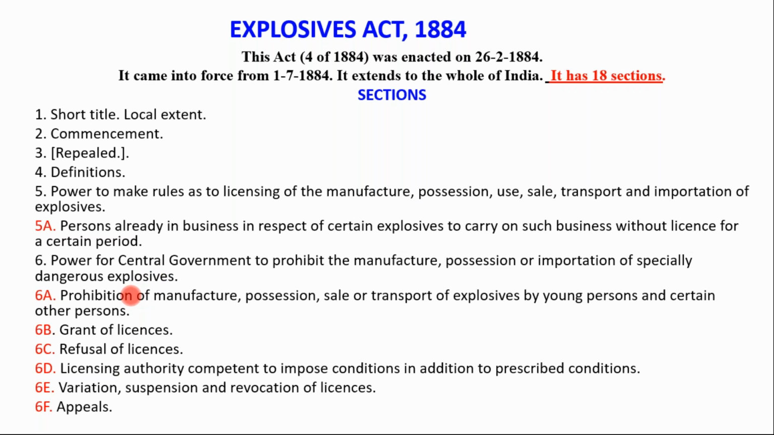Then 6A, prohibition of manufacture, possession, sale or transport of explosive by young persons and certain other persons. Normally, in all the acts it is given that if the age is below 18, then you are not permitted to work in that prohibited area.